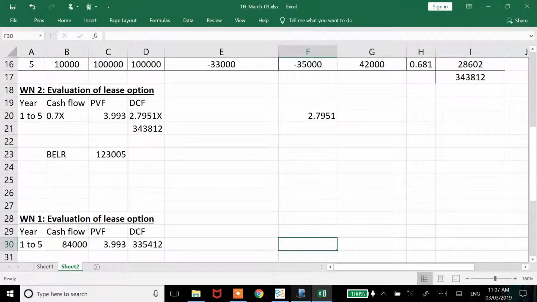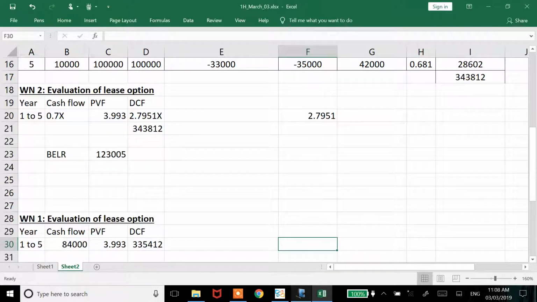Next point. Let us assume the residual value to be x. Full stop. PV of loan option is analyzed below.